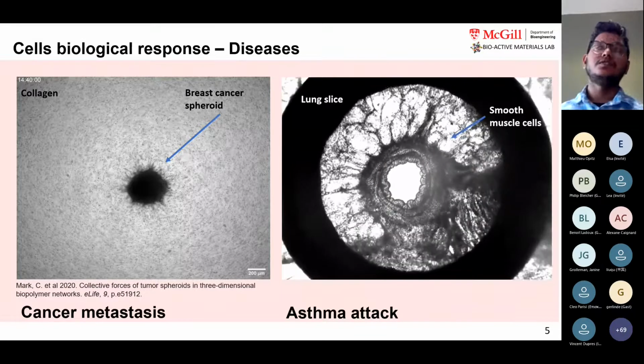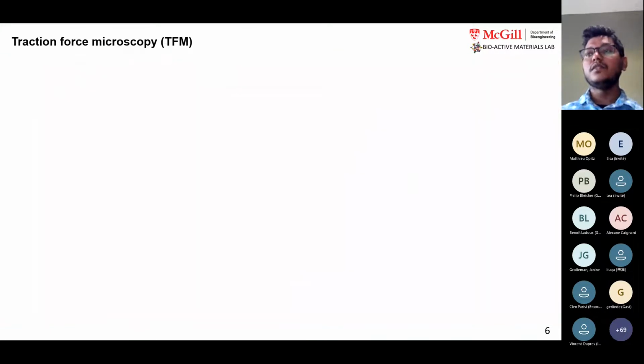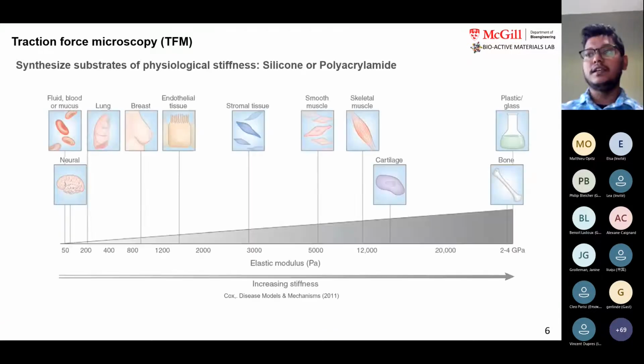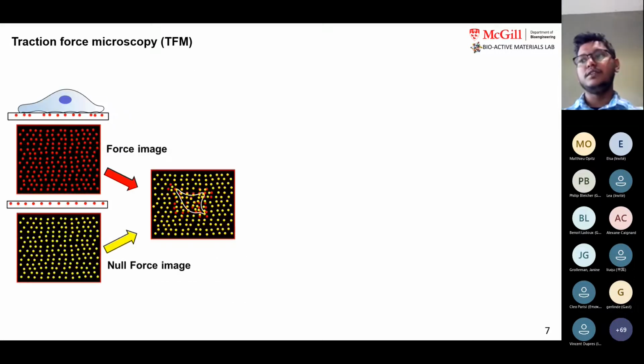To study this, first we need to measure cell contractility. Traction force microscopy, or TFM, is a widely used technique to measure cell contractility. In this technique, we first synthesize substrates, either silicon or polyacrylamide, of desired stiffness depending on the cell type we are using. Then we coat these substrates with fluorescent beads and then with collagen or fibronectin for cell attachment, and we culture cells on these substrates.